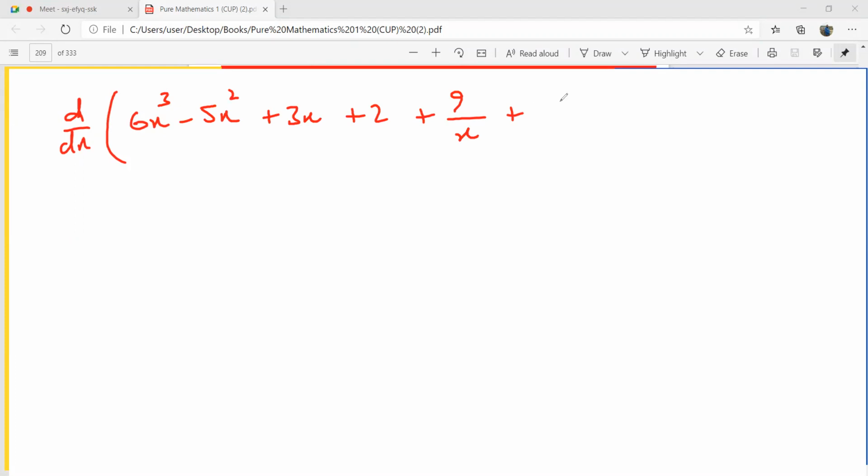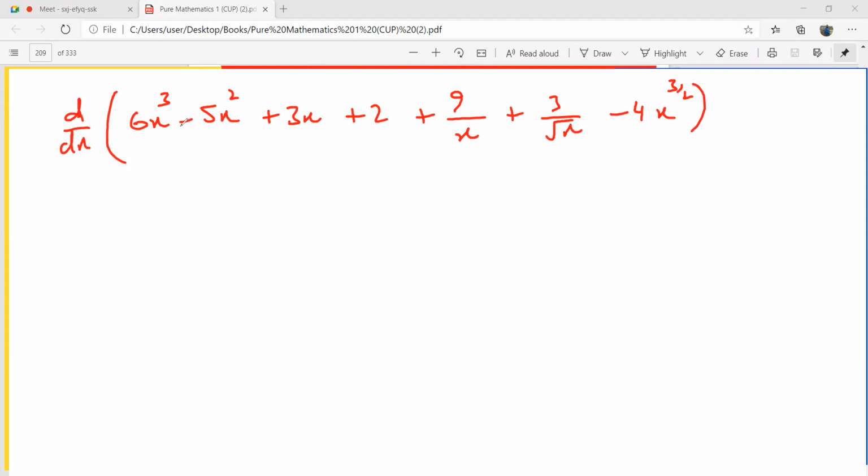Let me give you some more examples here. Now, suppose you have to differentiate 6x cubed minus 5x squared plus 3x plus 2 plus, now this is a bigger expression here. So you have something like this and you want to differentiate this with respect to x.